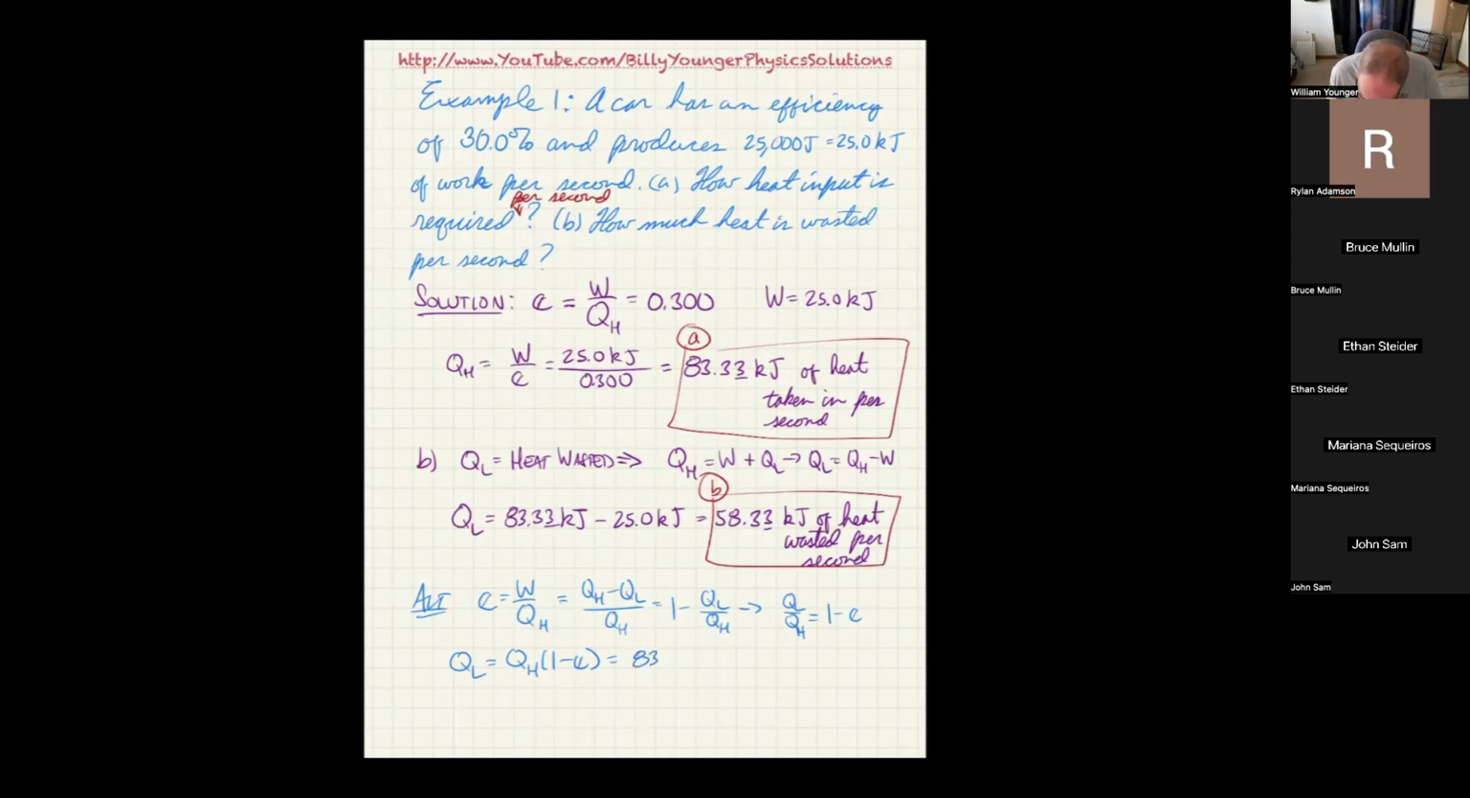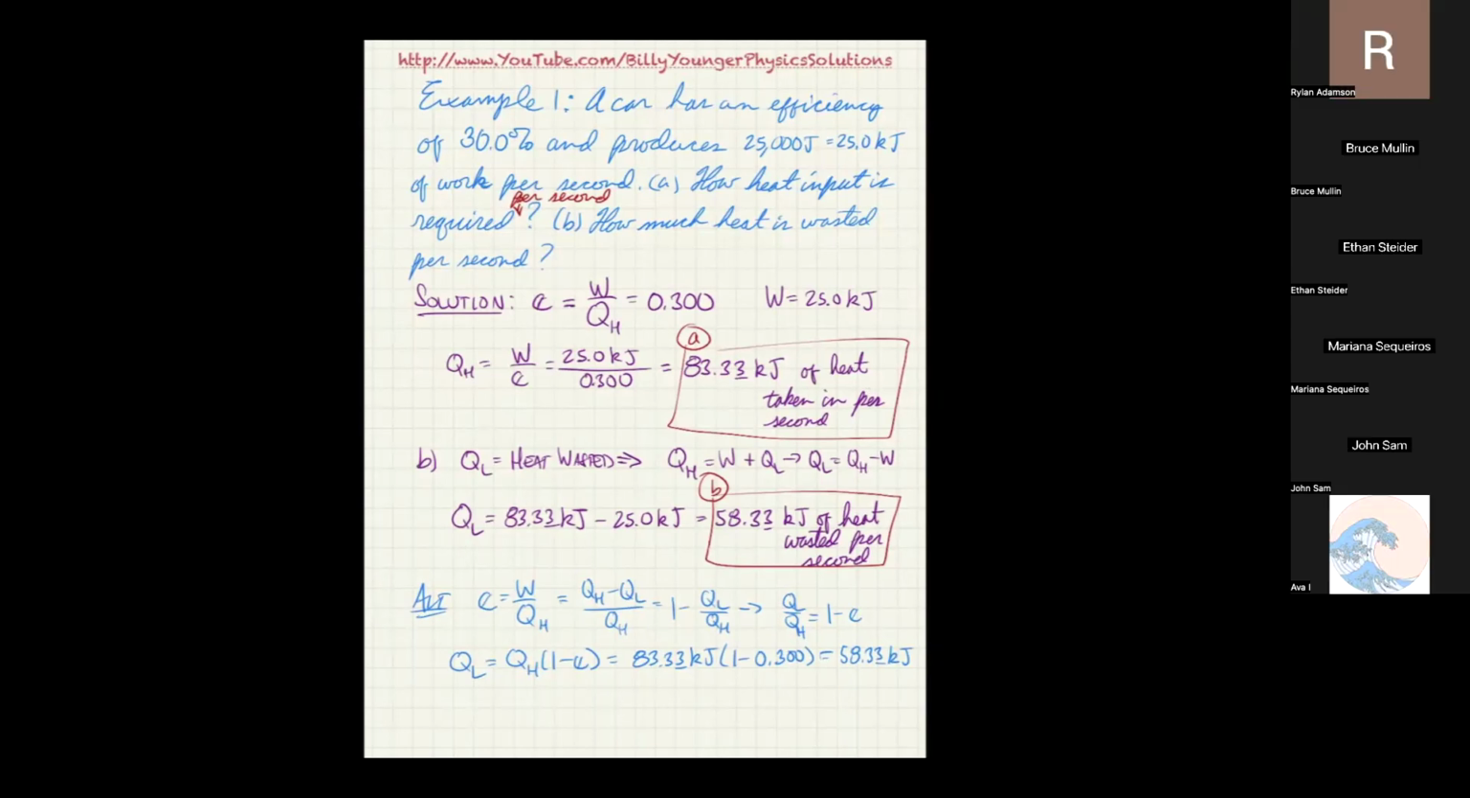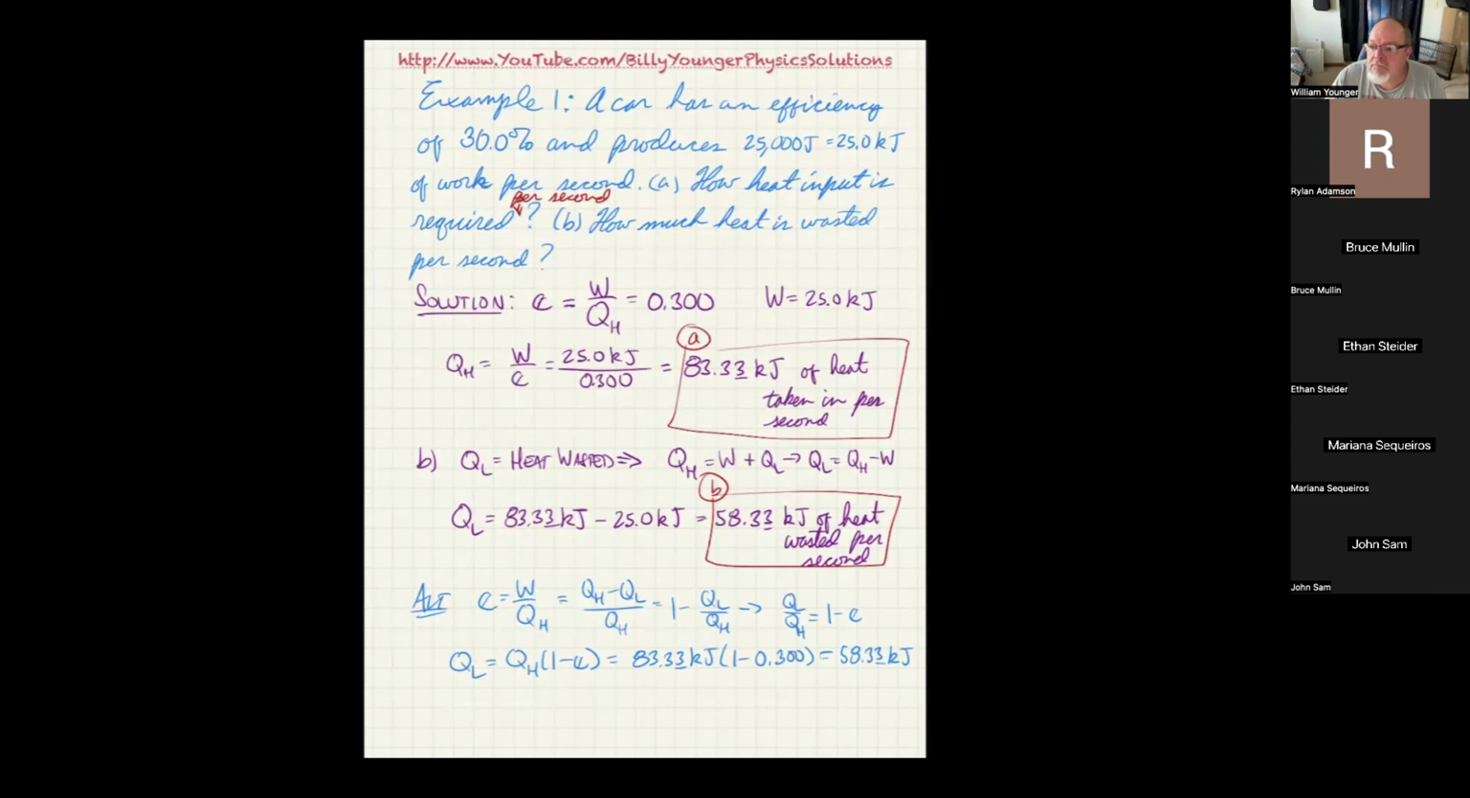And that would be, of course, the 83 again. This will be 83.33 kilojoules times 1 minus 0.300. That's 83.33 times 0.7, which should give you the same answer. And sure enough, it does: 58.33 kilojoules. So that's another way you can do it as well. Any questions on that? Okay, I'm trying to see if I missed anybody. I don't know. Let's say I got everybody.